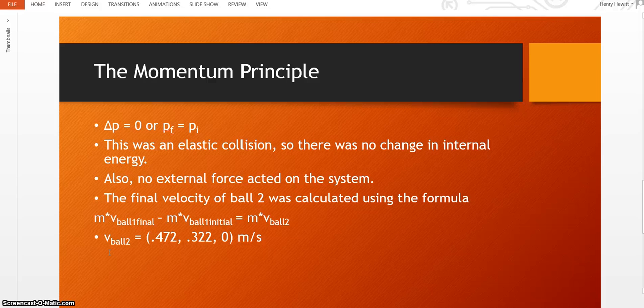And the final velocity of ball 2 was calculated by finding the momentum of ball 1 initially, and this should be subtracting it from the final momentum of ball 1, and this is set equal to the momentum of ball 2, which I found to be 0.472 meters per second in the x direction and 0.322 meters per second in the y direction.